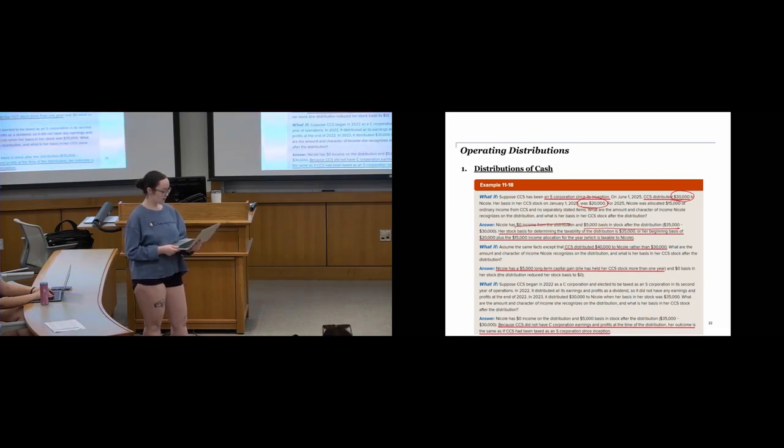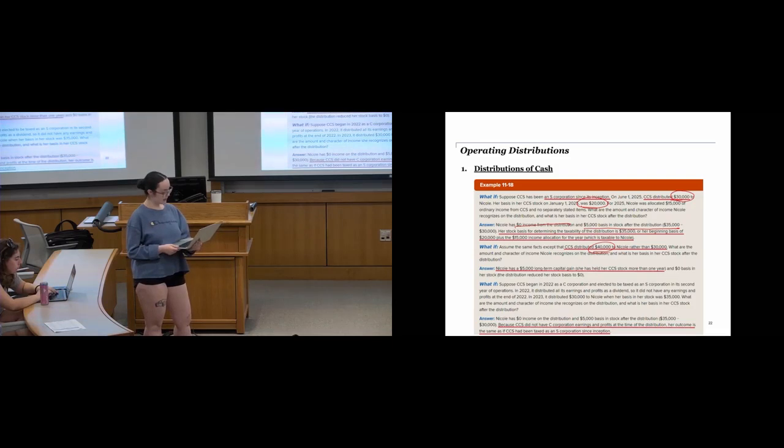Assume the same facts, except that CCS distributed $40,000 to Nicole rather than $30,000. In this case, Nicole has a $5,000 long-term capital gain. She has held her CCS stock for more than a year and has no more basis in her stock. The distribution reduced her stock basis to zero. That's because, right, I can't reduce my basis below zero, so I have to recognize the gain.